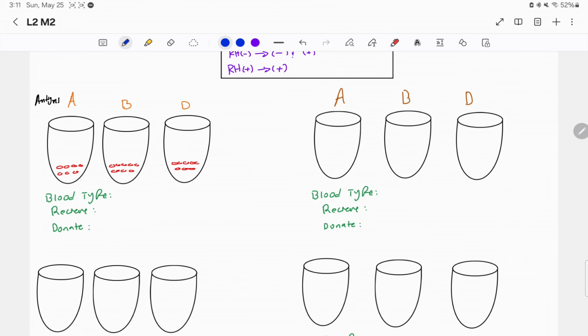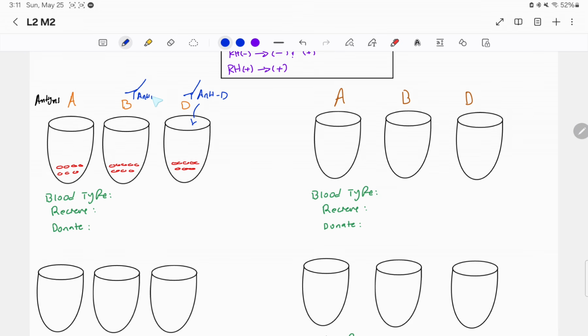So, let's do this. I'm going to add an antibody that is specific to D. It's anti-D antibody. Okay? And I'm going to add it into this vial. Let's see if the agglutination response occurs. Nope, nothing happens.